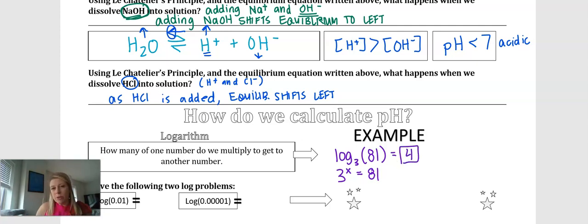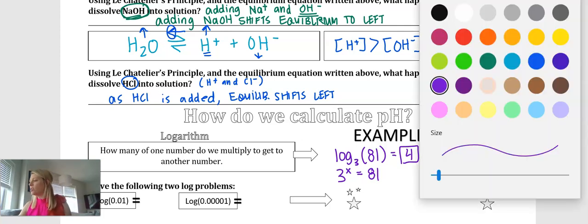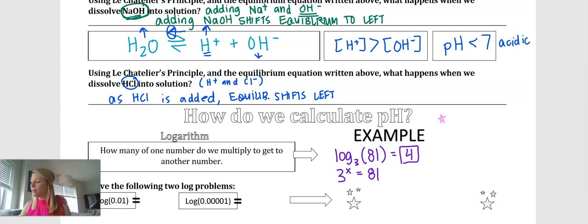Now, what's really beautiful about pH is that we're not going to be using log base 3, log base 4, log base 5. All of the log calculations that we use in this class are log base 10, and that's called the common log. So common log is log base 10. We don't really write it as log base 10 because it is considered the common log, so we really just write it as log.